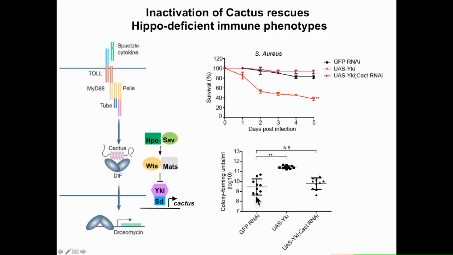Because normally, if a fly can mount a normal antimicrobial response, the bacterial load in the fly will be very low. However, if you have a defect, the bacterial load in the fly will be very high. However, if you also RNA knock down cactus, you can rescue that phenotype. And I want to draw your attention that these plots are plotted on a log 10 scale. So these are hundreds of folds of difference in terms of bacterial load.